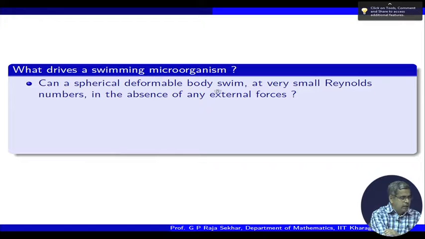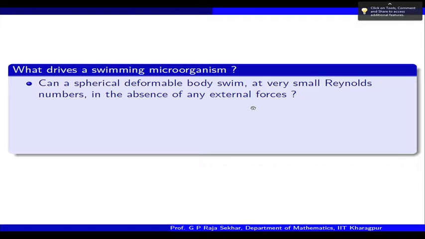Suppose there is an object which, if you put into some liquid, gets deformed. Then by virtue of its deformations, you will see suddenly there is some movement of the flow. So, the natural question is: maybe by small deformation it can. Now, when it comes to microorganisms, what are these small deformations? As I indicated, the small deformations are due to the movement of the hair like structure. So, that is the question: can a spherical deformable body swim at very small Reynolds numbers in the absence of any external force? This is very important. We are not considering any external force. By virtue of its structure, can a microorganism swim?